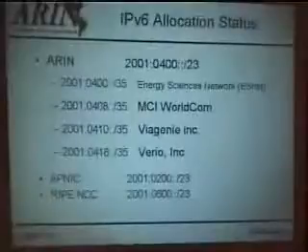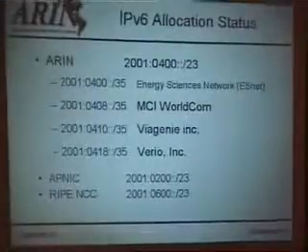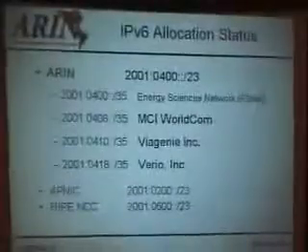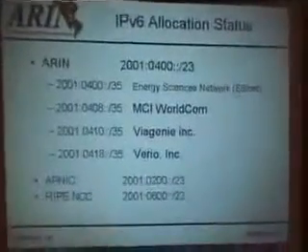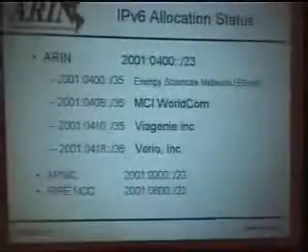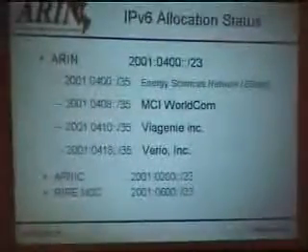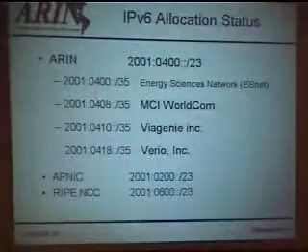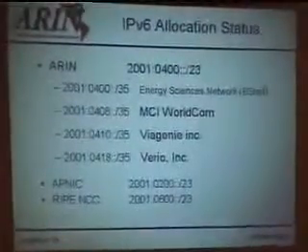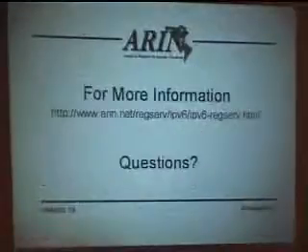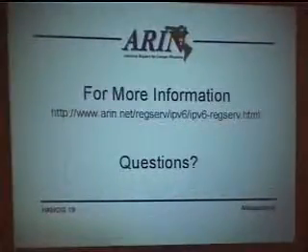Finally, the allocation status as it exists right now. ARIN in July '99 received a /23 allocation from the Numbers Authority. We have 4 registrants so far, and the 2 /23s I listed at the bottom of the slide are for the other regional internet registries. If you have any more questions or seek any more information about ARIN IPv6 registration services, I provided the URL there. Before I wrap up, I wanted to see if there were any questions, I guess for either Bill or me. We have about 10 minutes left to work with, which is good.